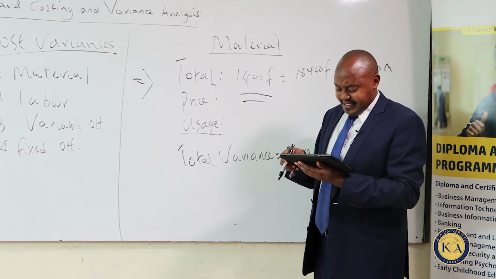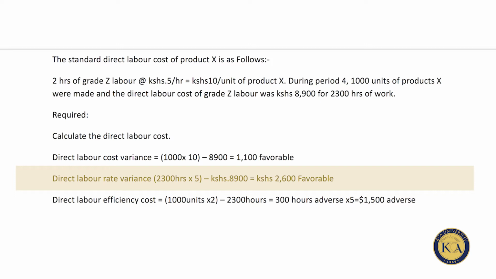The next one is the labor rate variance. We want to find out the hours which we have incurred in this scenario. What should have been the standard cost, and what was the actual cost? We have incurred 2,300 hours of labor, and every hour should have cost 5 shillings per hour.